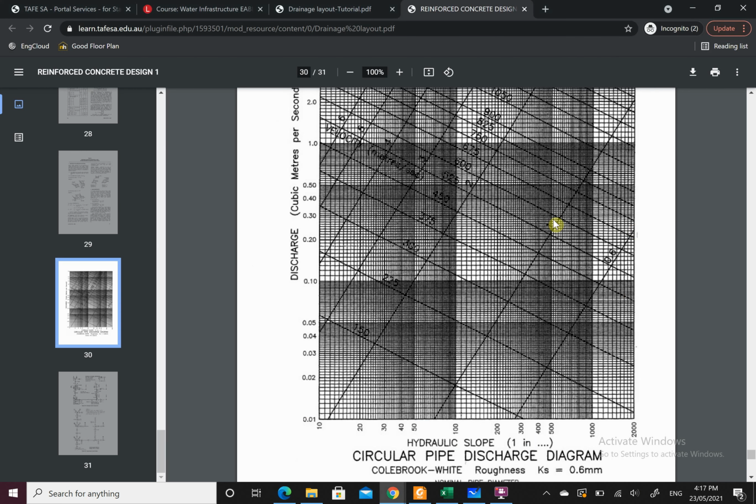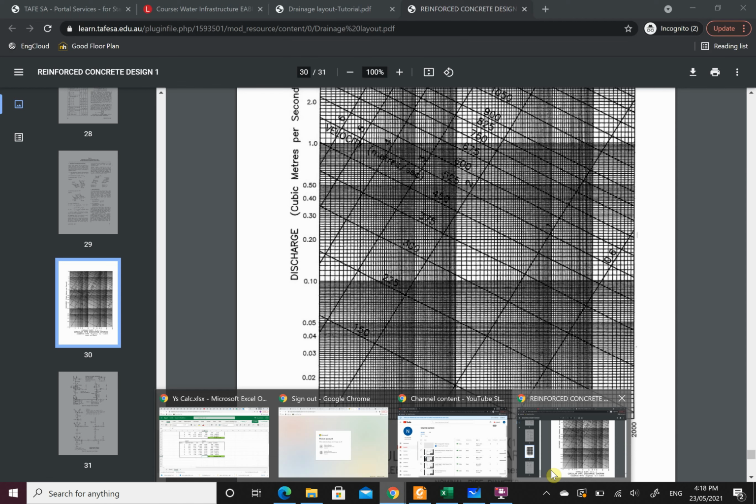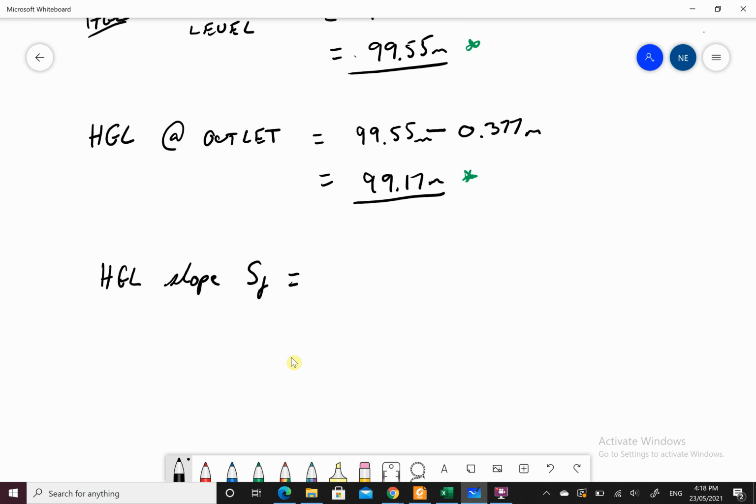So that's 0.6, that's 1, so 0.86 probably running somewhere through here. Pipe diameter runs this way, so 150. It's about here somewhere where it's going to meet, and then we come straight down and we can read straight off the chart. And so what we end up with is my slope from that chart is somewhere here. That gives me a slope of 1 in this number. So this here is about 130. So my slope is equal to 1 in 130.